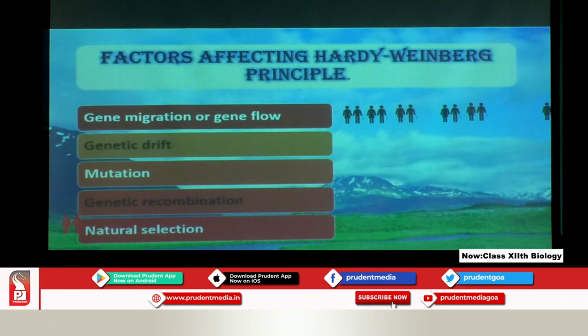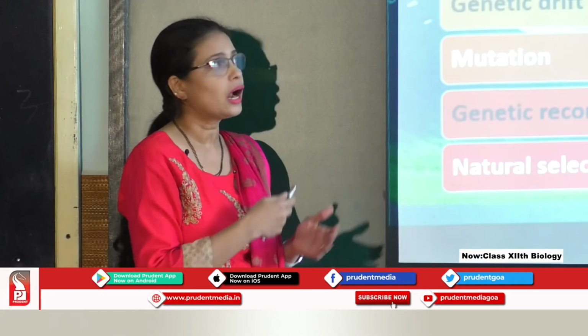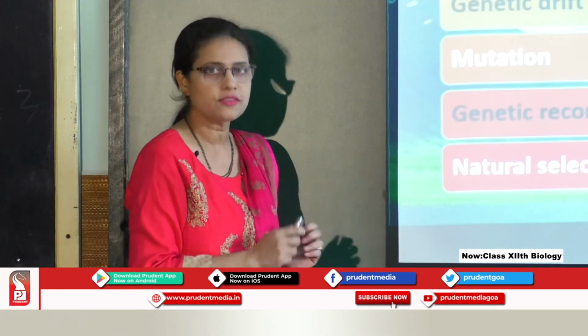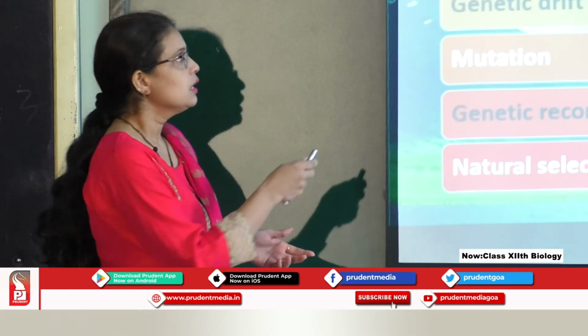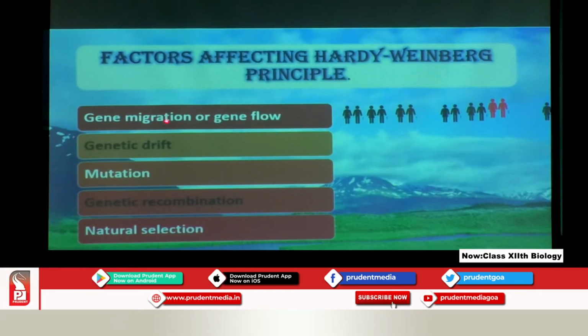What if some individuals have come from some other population and settled down here? Those many alleles are now extra here. They were not present earlier. So in this situation, the Hardy-Weinberg equilibrium is going to get disturbed. It is going to change. So gene migration, if it happens continuously generation after generation, we call it gene flow.